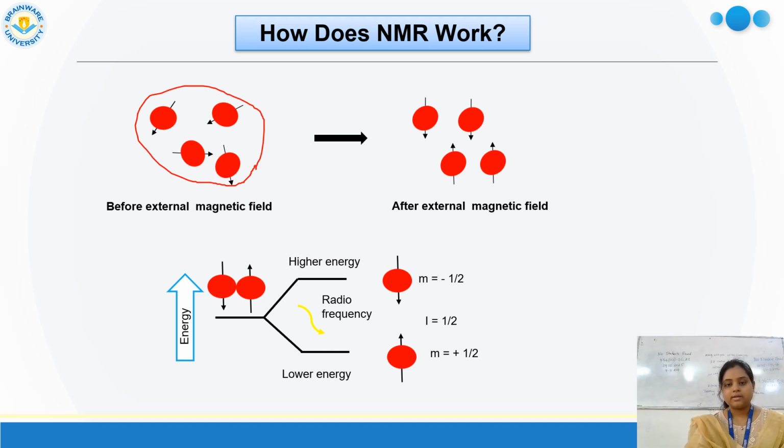And now, if we switch off that energy source, the radio frequency, what will happen? They will liberate the excess energy, and they will go to the ground state. And the amount of energy they have eliminated, or removed as excess energy, will be detected by the NMR detector. So this is the very basic principle of NMR.